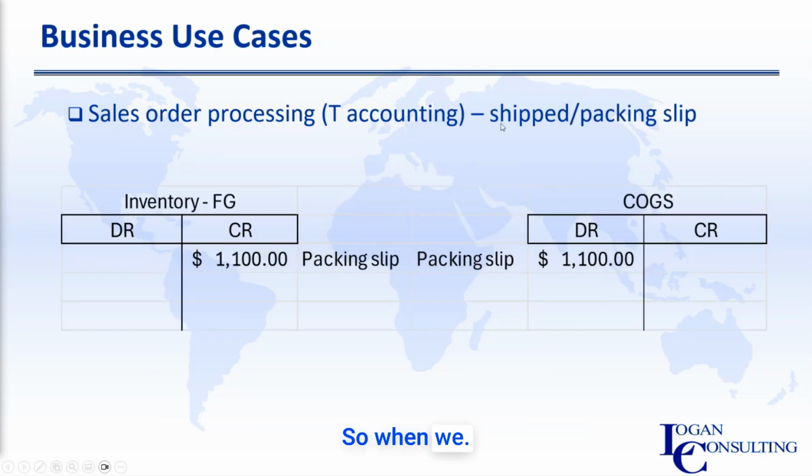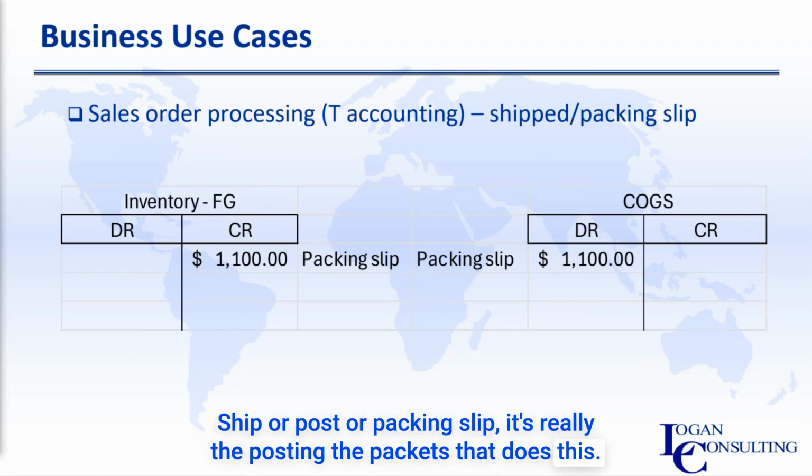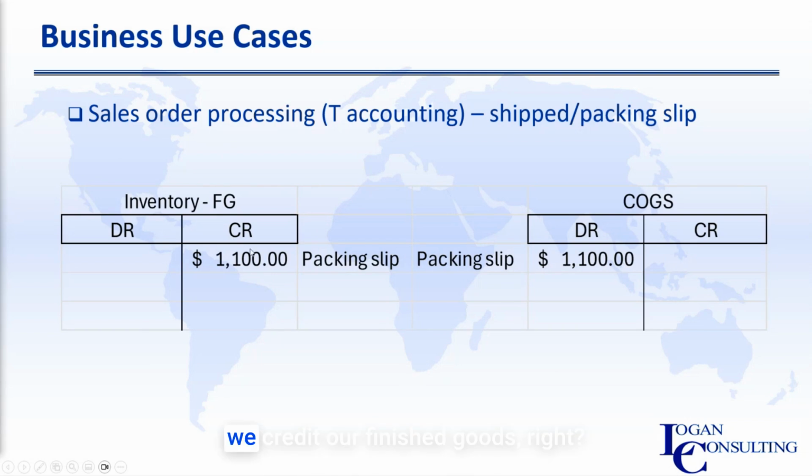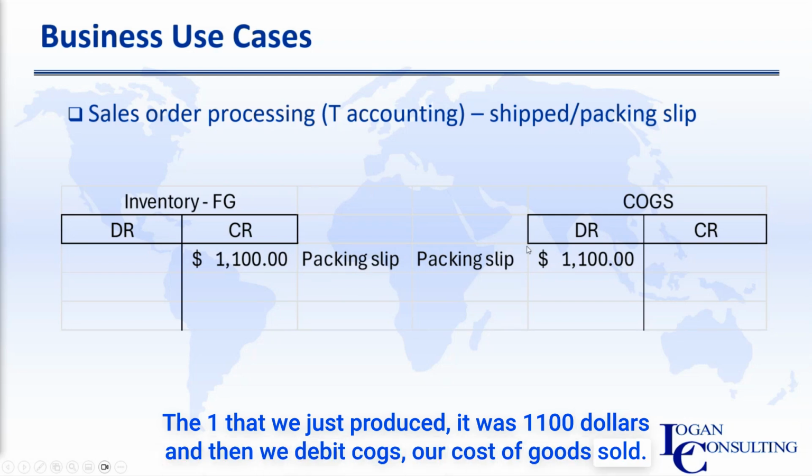So when we ship or post our packing slip, it's really the posting the packing slip that does this. We credit our finished goods, right? The one that we just produced, it was $1,100. And then we debit COGS, our cost of goods sold.